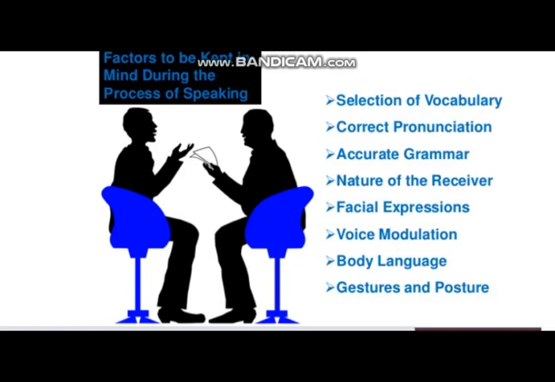First is selection of vocabulary. Second is correct pronunciation. Third is accurate grammar. Then facial expressions, voice modulation, body language, gestures and posture. So these are the 8 categories, 8 elements that are very important when we speak to a person. The first is a selection of vocabulary.